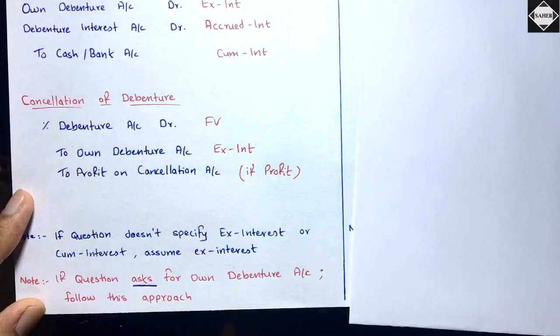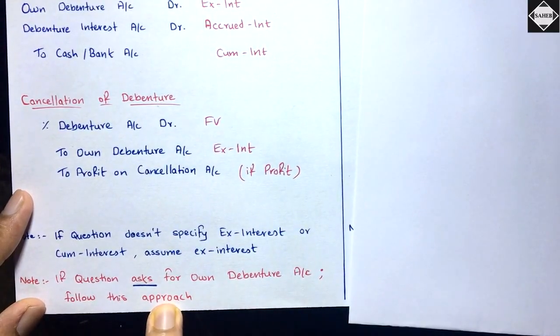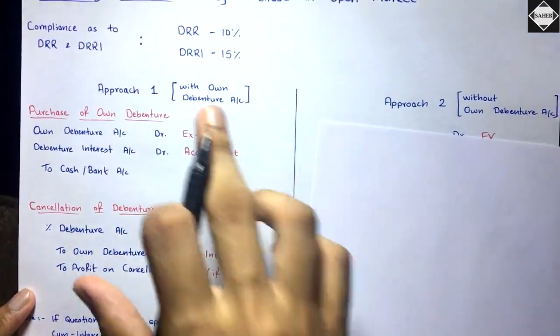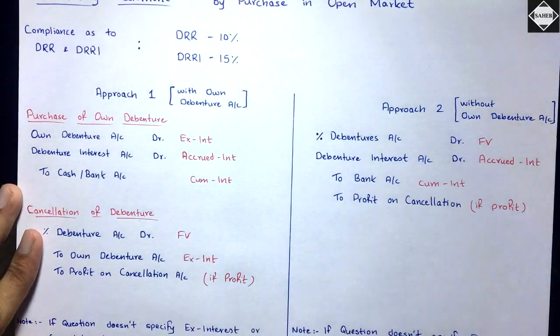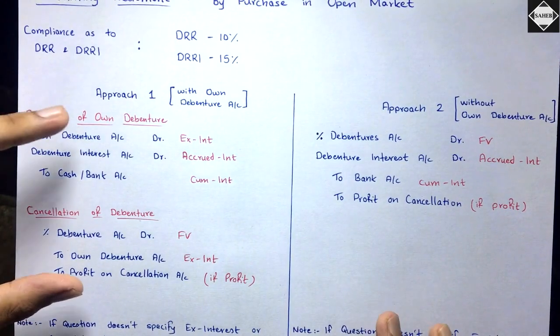And then if the question asks for own debenture account, follow this approach. That's what I told you. You have to follow approach 1 when the question asks for own debenture account. Is that clear? Right. Now let's move on to approach 2. Now approach 2 is very simple. See here, approach 2 is just a combination of these two entries.